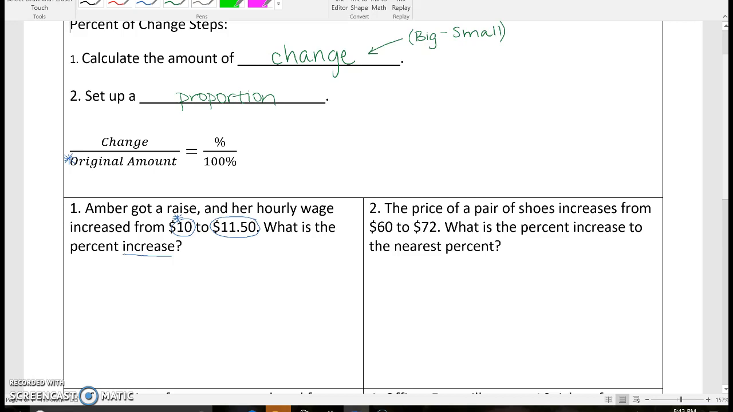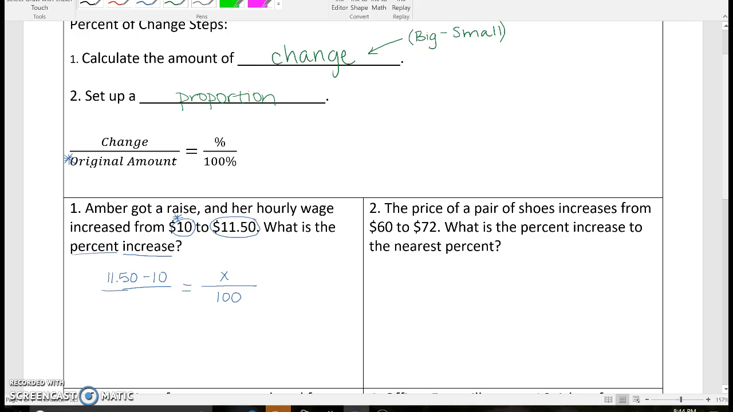So we're going to set up our proportion, and it says here, what is the percent increase? So we're looking for our percent. So I'm going to do x over 100. And then on top is not just one number. You have to find the change. So the change is the big number. So $11.50 is larger, minus the small number. So $11.50 minus 10.